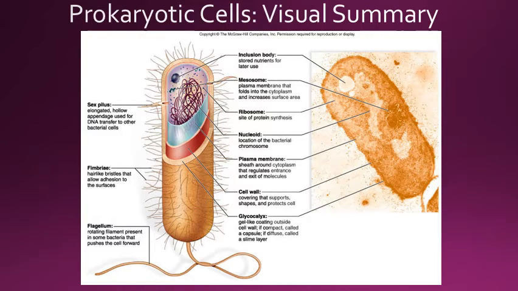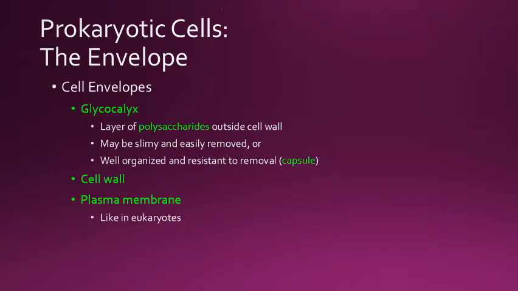Here's a visual summary of the prokaryotic cell. So, yes, the cellular envelopes. This is that capsule, glycocalyx, a layer of polysaccharides, so carbohydrates again, outside the cell wall, and it may be slimy and easily removed or well organized and resistant to removal. That is the capsule specifically.